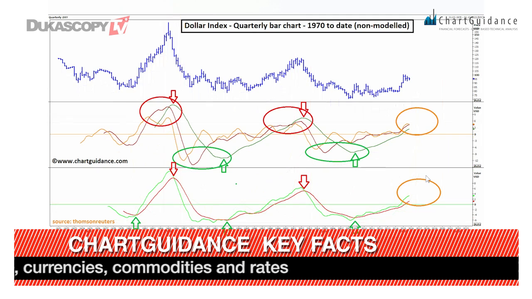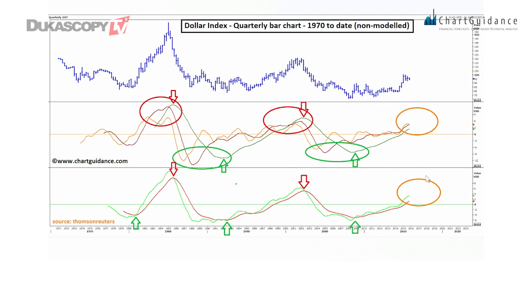On the next picture, which is now back to a quarterly bar chart of the US dollar index, we have the MACD and the simple oscillators. What we can see is that the topping process is made of leading indicators. We are now in the very early stages of the topping process, so there is some more time before the actual dollar top will take place.